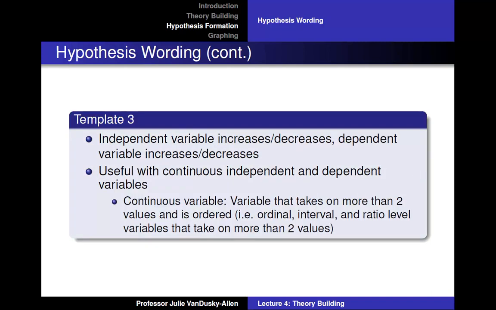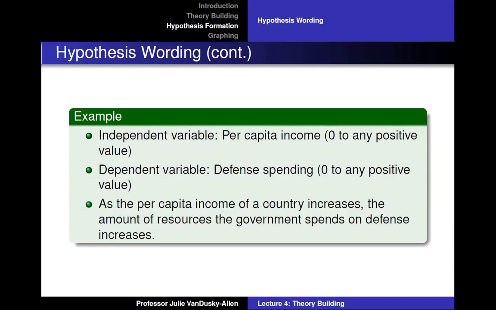You can also use the independent variable increases/decreases, dependent variable increases/decreases template. This template is generally useful when you have continuous independent and dependent variables. In this example, both defense spending and per capita income are continuous as they can take on any value between 0 and a positive number. Using this template, you can write the following hypothesis.